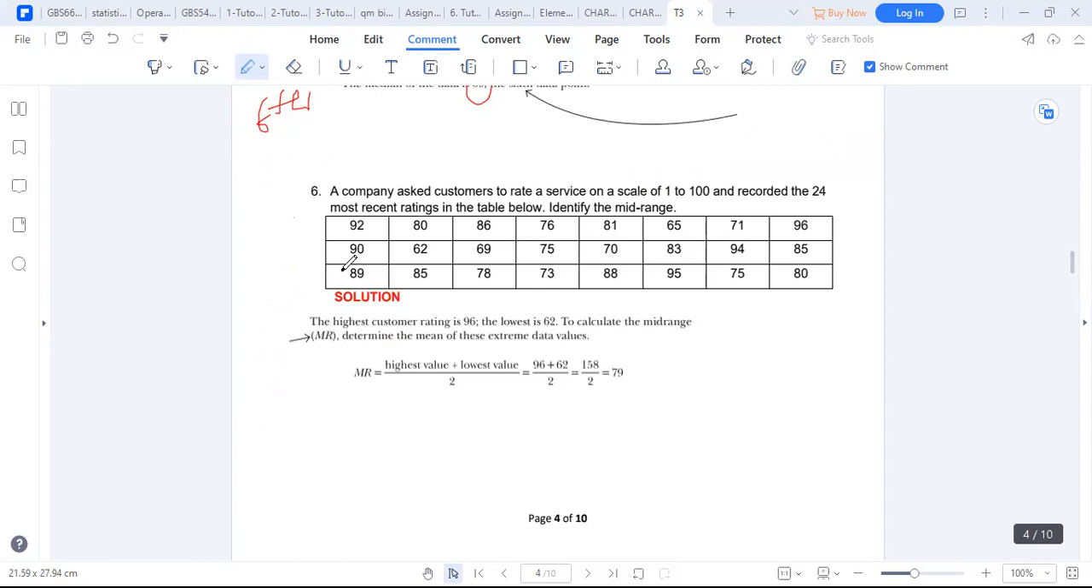Then we have data which is arrayed as follows. So we have a company that asks the customers to rate their services from 1 to 100, and we had 24 recordings or ratings.